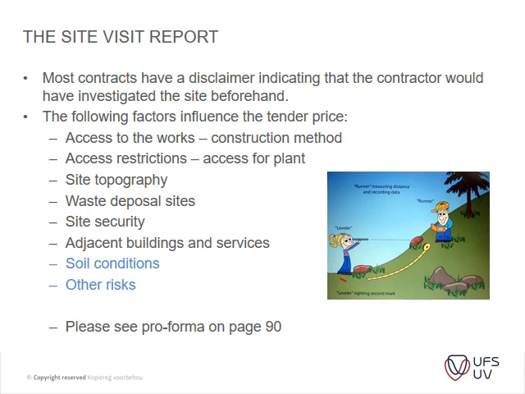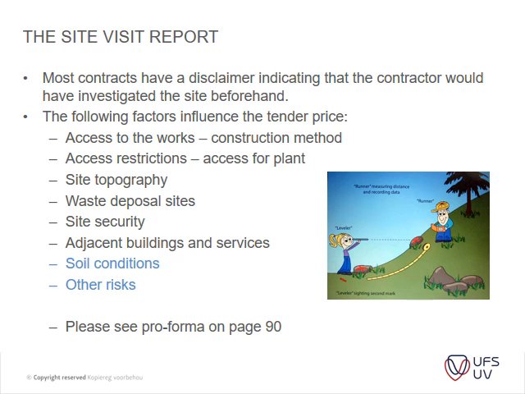You can have a look on page 90. There's a nice proforma, a nice checklist of items that you need to look at. I only listed the headings. Please go through the actual content underneath each of those headings. It's important. It's also for discussion. I may ask, what's the importance of visiting a site before you submit your tender?